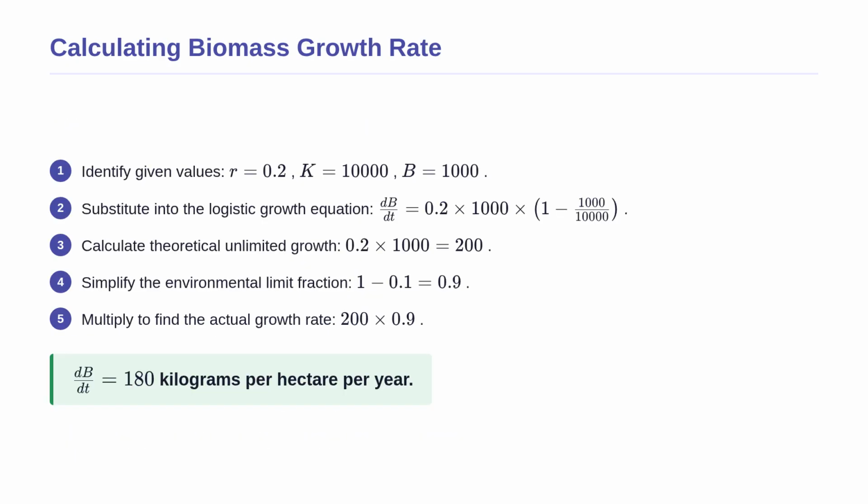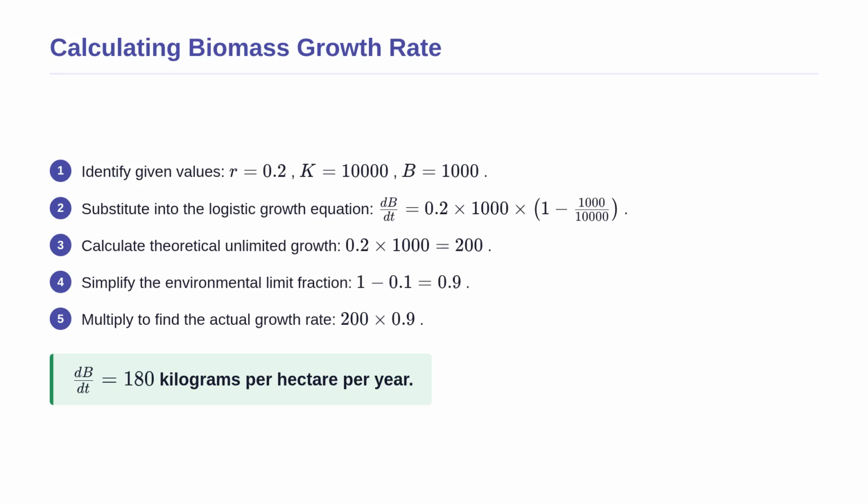Let us see this formula in action with a concrete example. We are looking at a recently burned forest undergoing secondary succession. We are given an intrinsic growth rate of 0.2 per year, a carrying capacity of 10,000 kilograms per hectare, and a current biomass of 1,000 kilograms per hectare. We want to find the current rate of biomass accumulation.